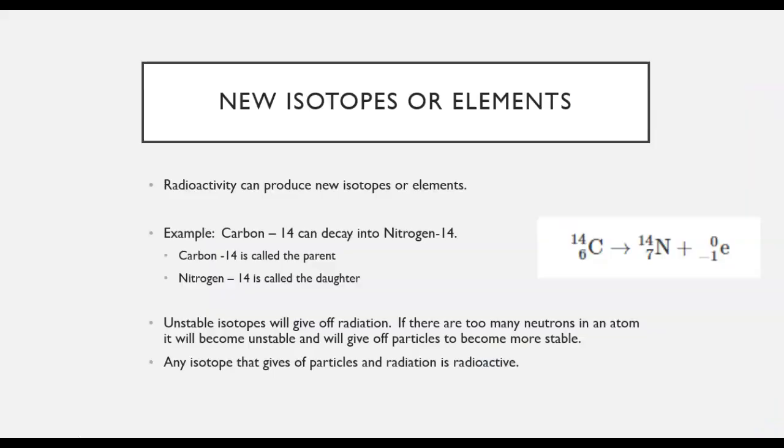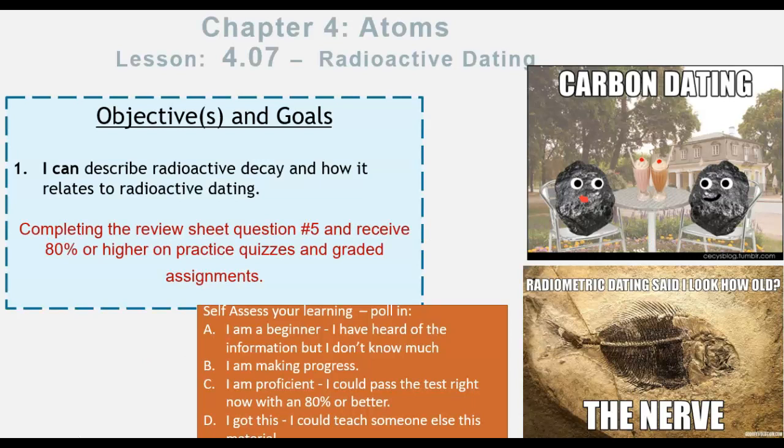So radioactivity can produce new isotopes or elements. And we've talked about carbon-14. Carbon-14 can actually decay into nitrogen-14. So we have a parent, which is the start element, and what it produces is the daughter element. So unstable isotopes give off radiation. If there are too many neutrons in an atom, it will become unstable and give off particles to become more stable. Well, now that leads us into the 4.07, which is dating.